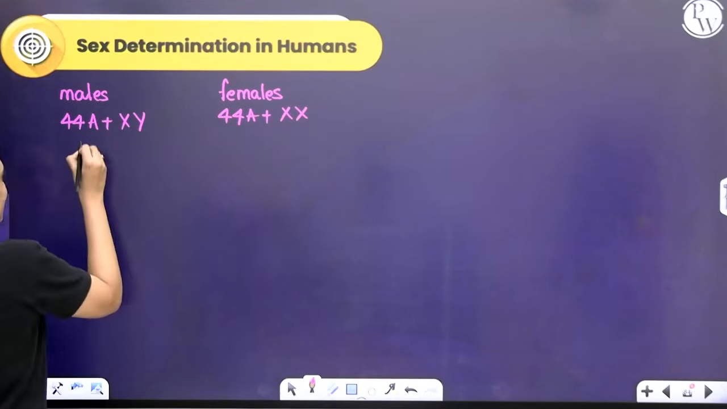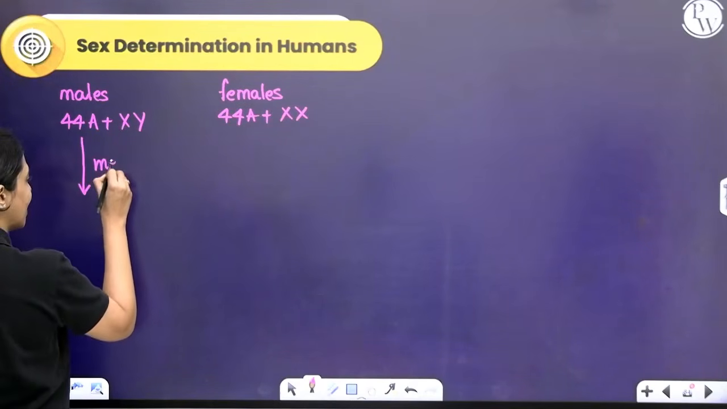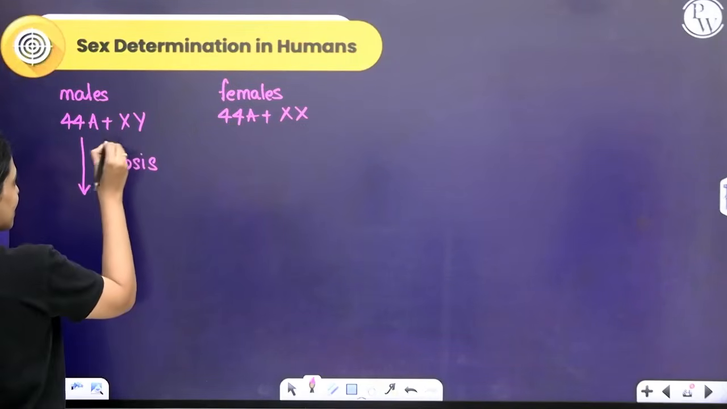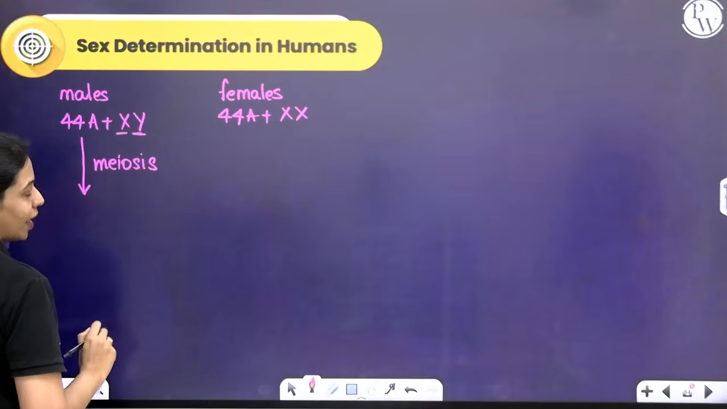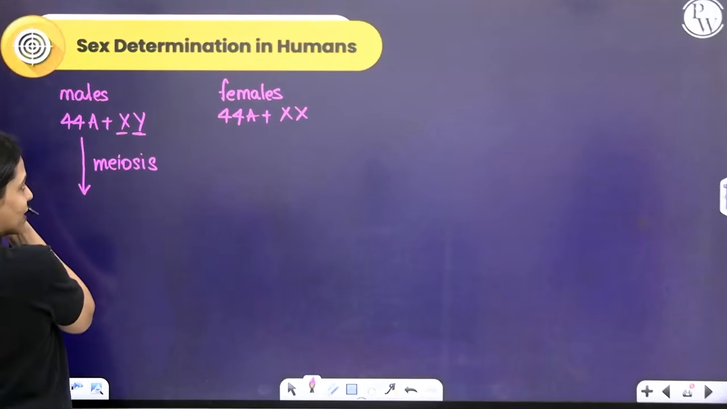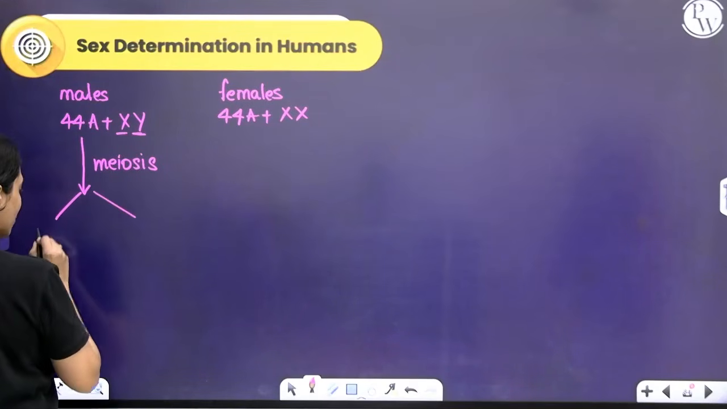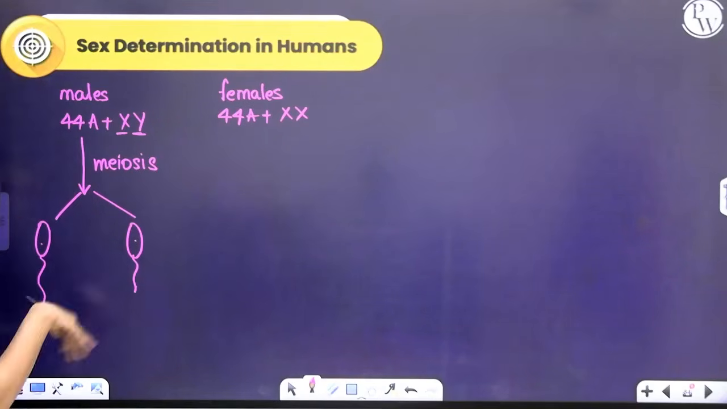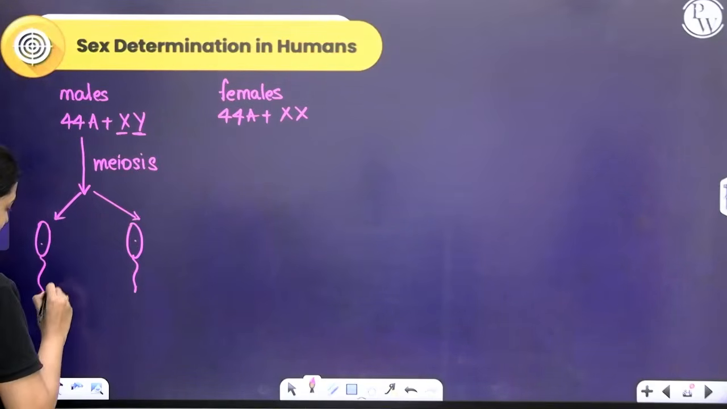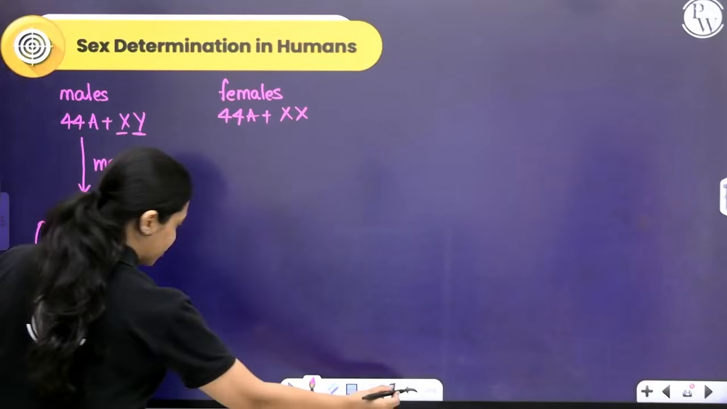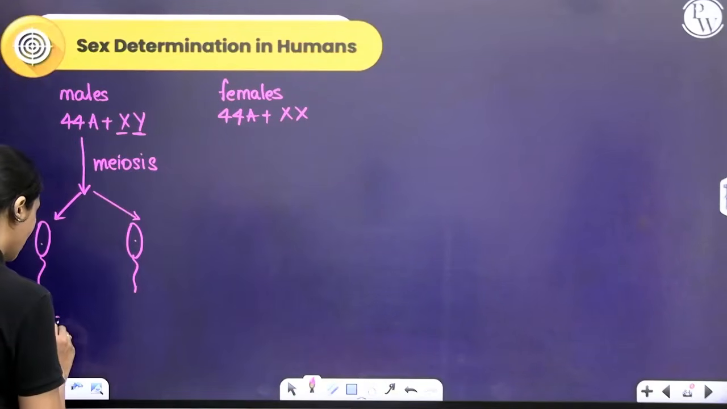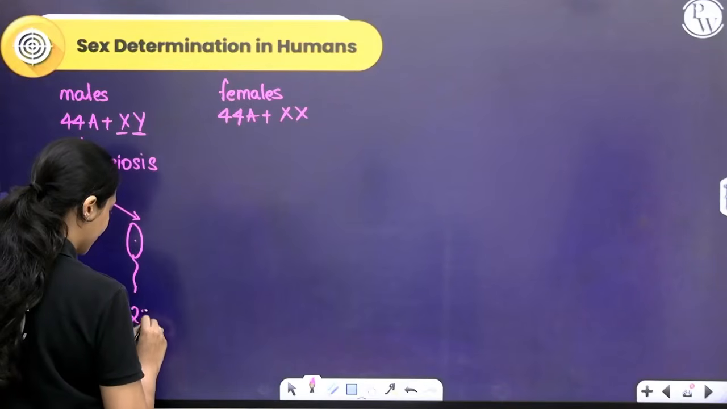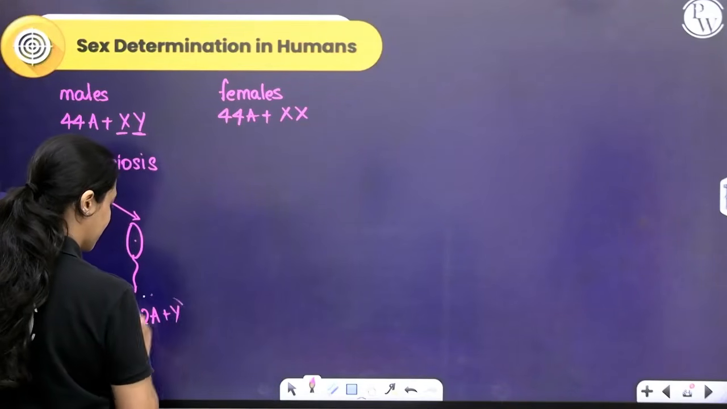chromosomes. These males undergo meiotic cell division during the formation of the male gamete sperm. Since they are hemizygous, they have two different types of sex chromosomes, they will produce two types of gametes. Okay, one subset of sperms will contain half the number, means 22 autosomes plus X. The other subset of sperms will contain 22 autosomes plus Y.